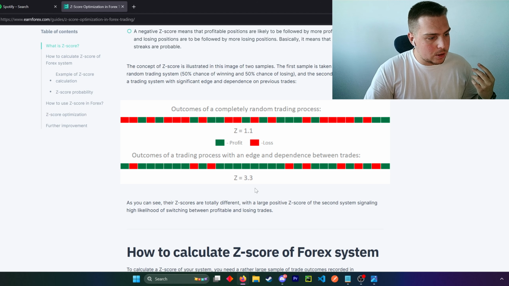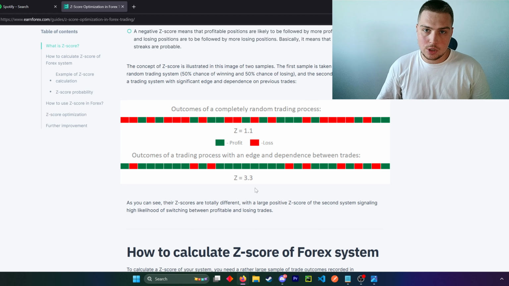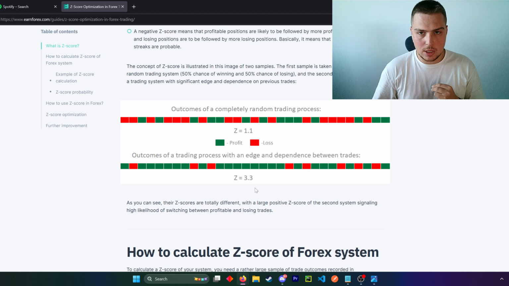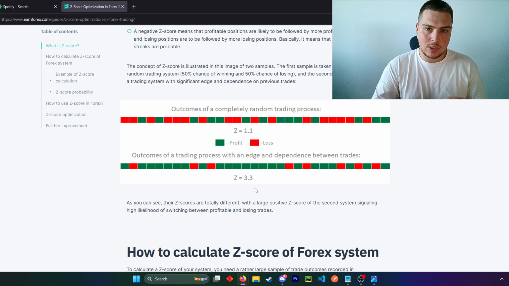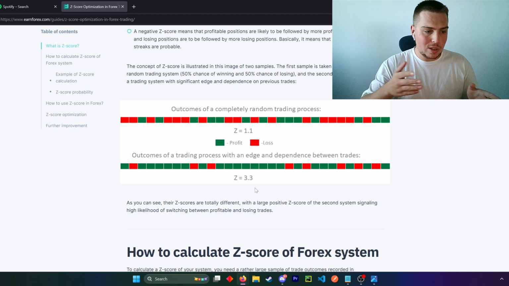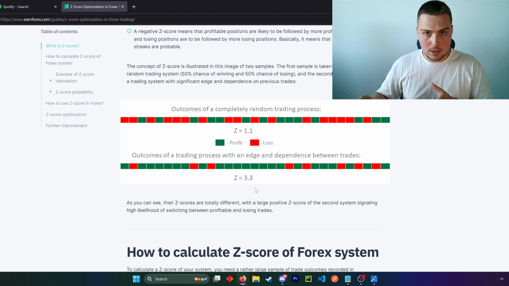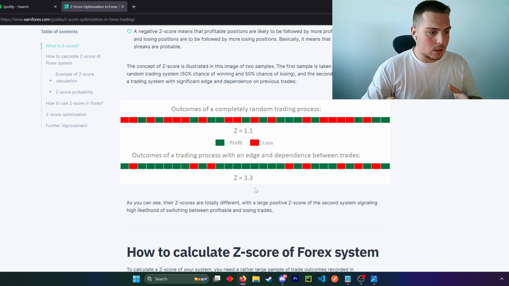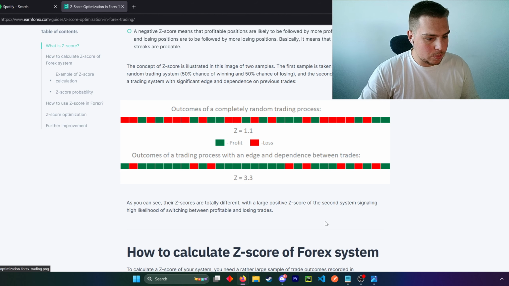When you have a higher Z score, which is the strategies that we have at Sofix, then the strategy is expected to have a string of consecutive wins followed by one or two consecutive losses. So that's what I wanted to touch upon.